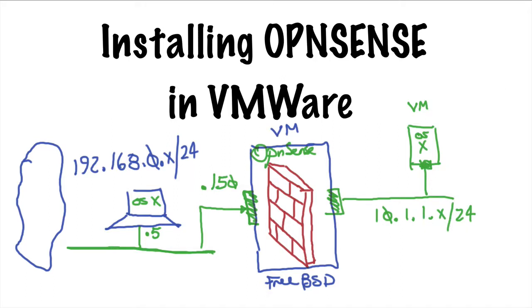Now, OPNsense defines two sides of its firewall. This is going to be defined as the WAN side, and this is the LAN side. And you can have multiple LANs, and you could number them LAN 1, 2, 3. But this is the setup that we're going to show how to install.